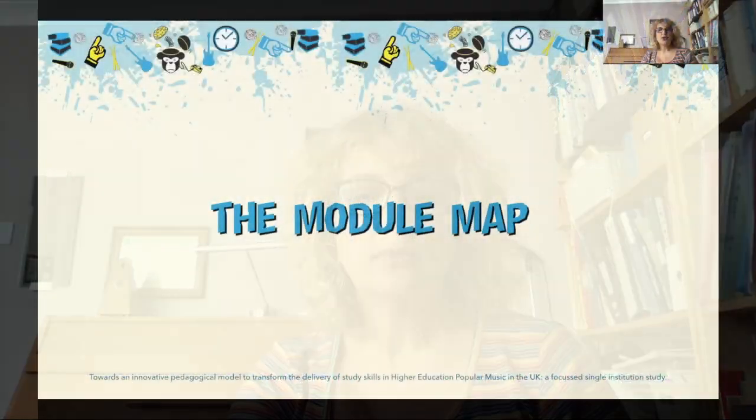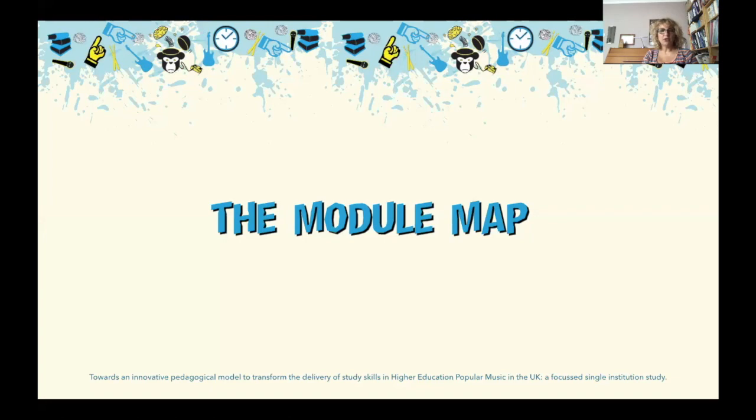Hi, this is a quick video to talk you through the module mapping exercise, which is the first thing I suggest you do if you're going to start using Musostudy in your sessions, because it helps you to identify which skills need embedding and gives you an idea of how it's going to look in practice. You can find the module map in chapter 2 of the toolkit.